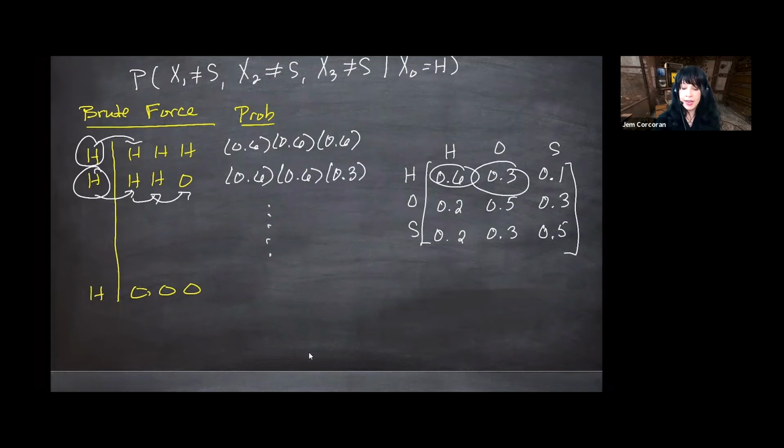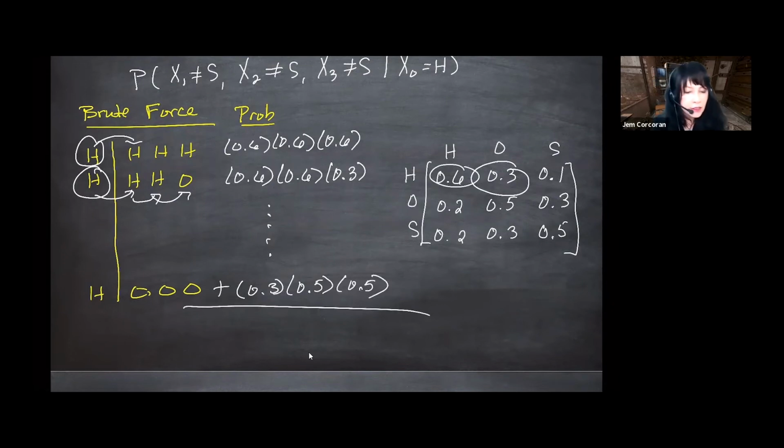And on down the line, just to complete this, the last one is happy to okay, which is 0.3, and then okay to okay, which is 0.5, and then okay to okay again, which is 0.5. And if you add these up, I think you get 0.609. And that is the ugly brute force way to do this.